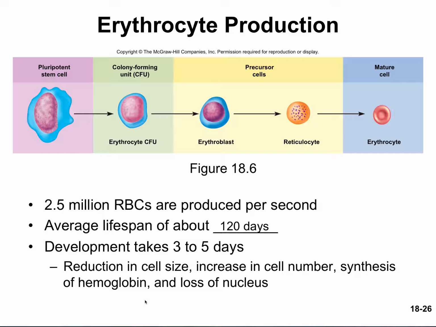It looks very similar to a basophil, but it has a network composed of ribosome clusters. About 2.5 million of these are produced per second, with an average lifespan of about 120 days. Development takes 3 to 5 days. In those 3 to 5 days, the cell is reducing in size, increasing in number, synthesizing hemoglobin, and losing its nucleus.